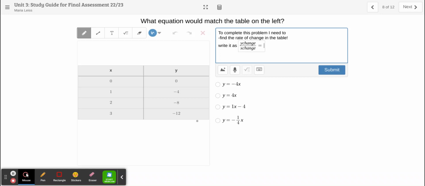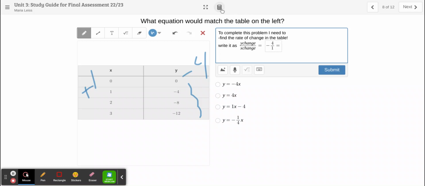So my y numbers go 0 to negative 4 to negative 8 to negative 12. They are subtracting 4. What are my x numbers doing? 0, 1, 2, 3. They are adding 1. So my change in y will be negative 4. My change in x is 1.